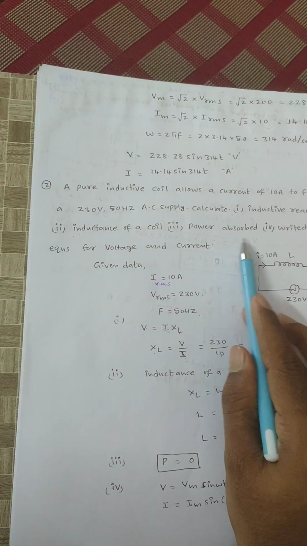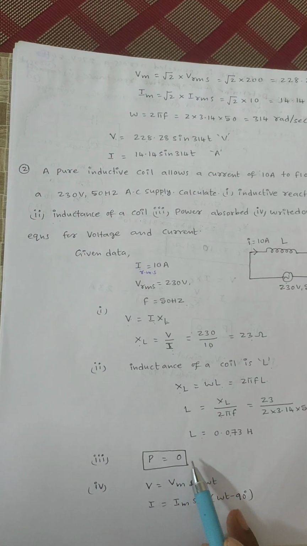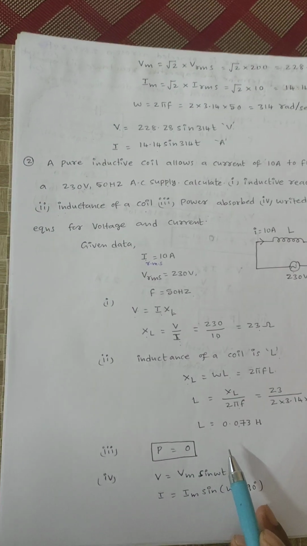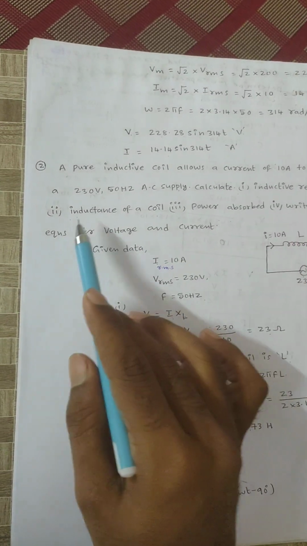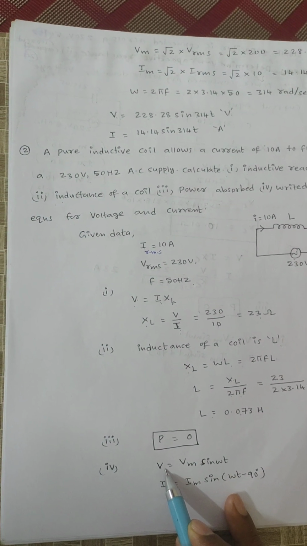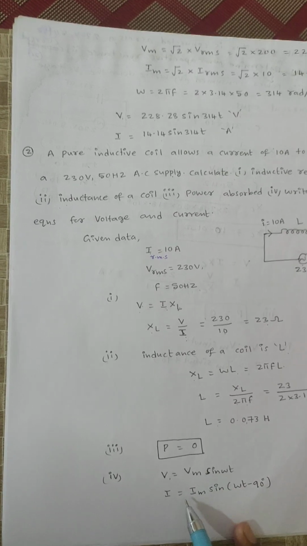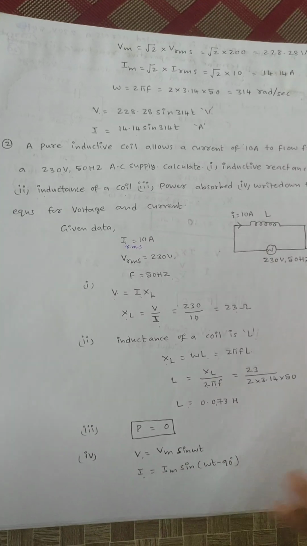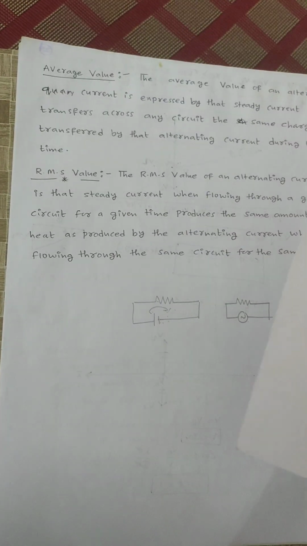What is the third bit? Power absorbed is 0. In case of an inductor, already we know the average power will be 0. Next, write down the equations for voltage and current. Already we know the instantaneous value of the voltage equation is Vm sin omega t. The instantaneous value of current is Im sin(omega t minus 90).